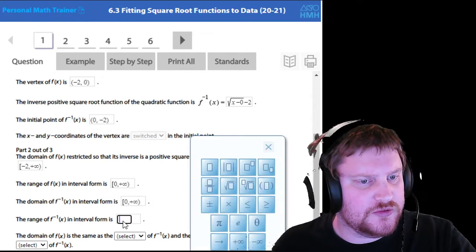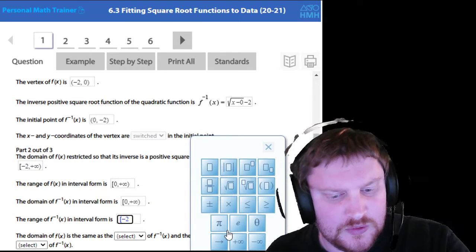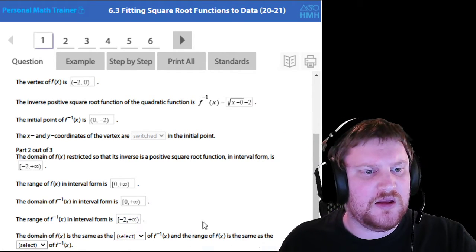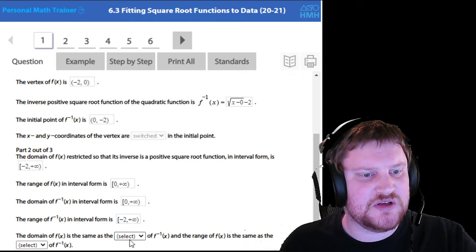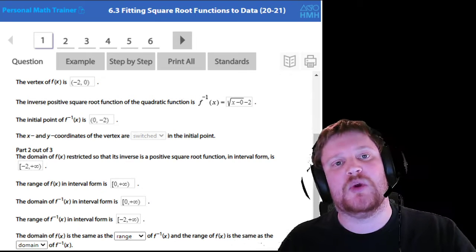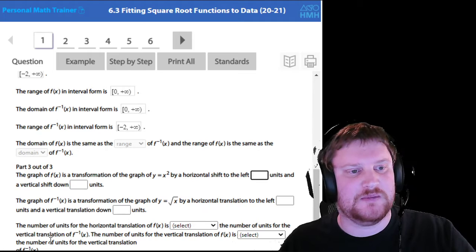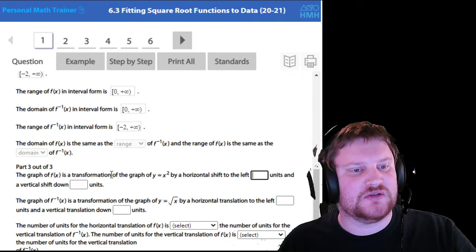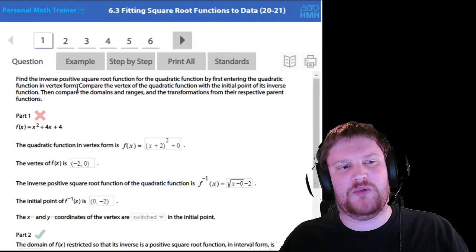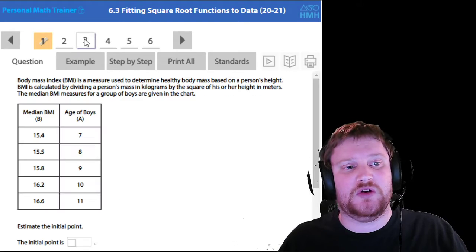The range we just said was going to be negative 2, comma, infinity. And the domain of f of x is the same as the range of f inverse, and the range of f of x is the same as the domain. We actually talked about that when we talked about inverses, that if you reverse them, you get just that. A graph of f of x is a transformation, and we talked about transformations so much yesterday. So this is a three-part problem. It's not too bad. This question is literally the exact same as the previous one.